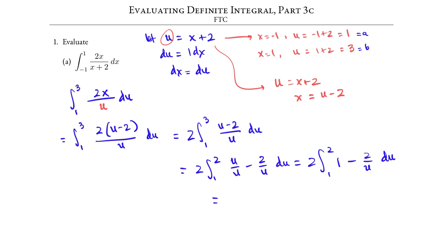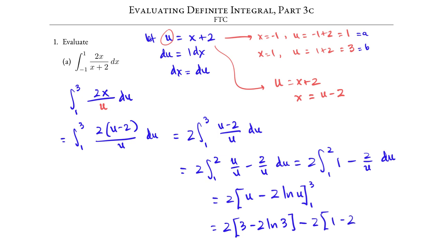With respect to u, the antiderivative of 1 is u. Minus 2 is a constant multiple. The antiderivative of 1 over u is ln of u. And then we evaluate this from u equals 1 to u equals 3. Plugging in 3, we have 2 times 3 minus 2 ln of 3, minus, plugging in 1, we have 2 times 1 minus 2 ln of 1. Remember the ln of 1 is 0, so 0 times -2 is 0.